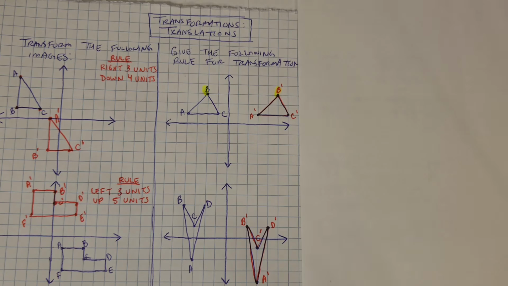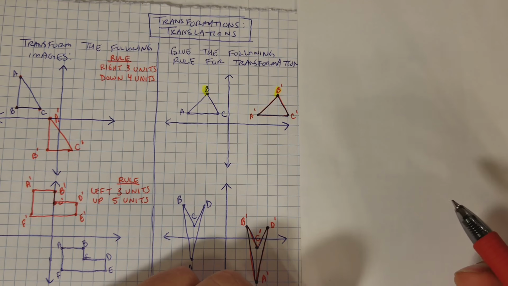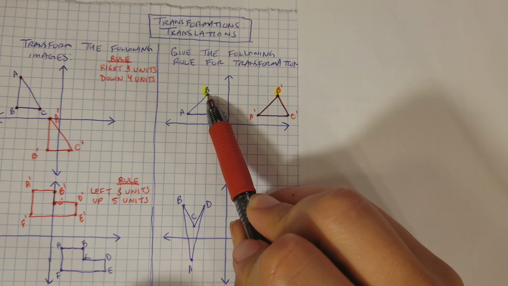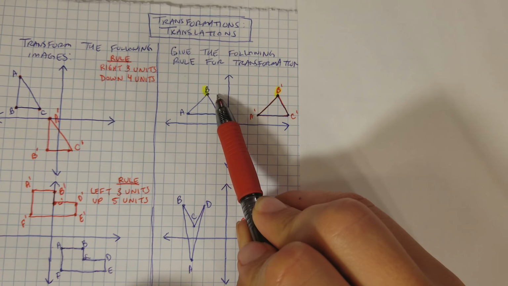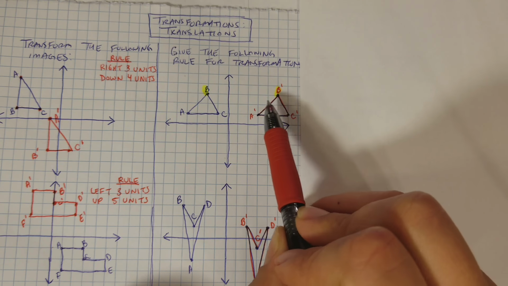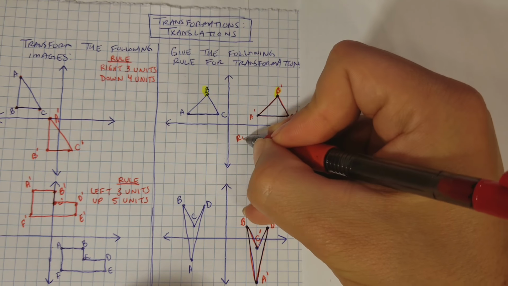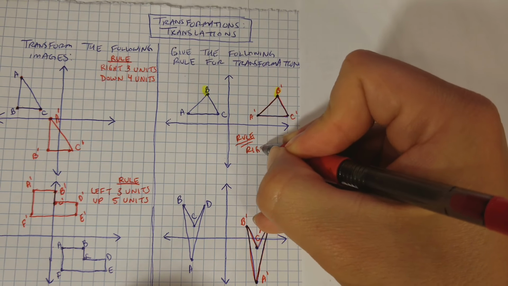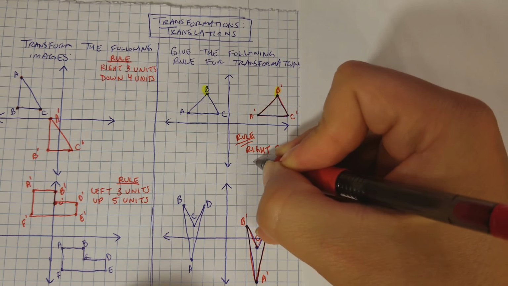If I want to go from my original B to my new point B, where do I go? Do I go up, down, left, right? How do I move? If you look here, it looks like we just move straight to the right: 1, 2, 3, 4, 5, 6, 7 spaces. So the rule here for the first one is to the right 7 units.